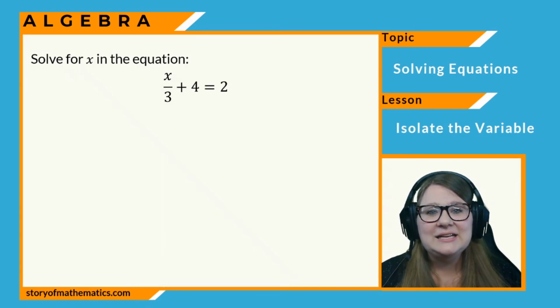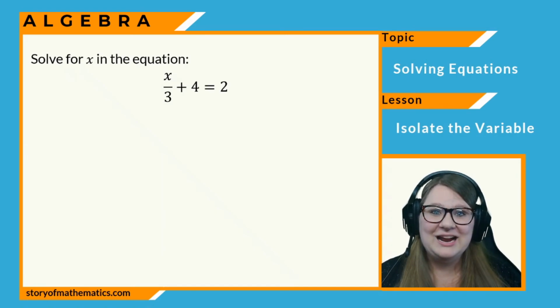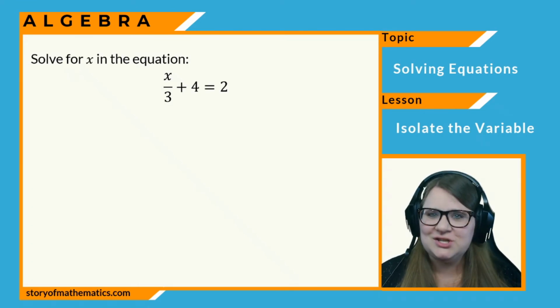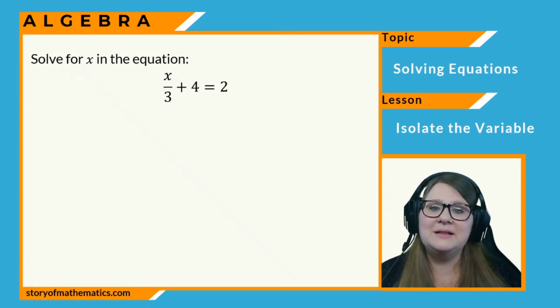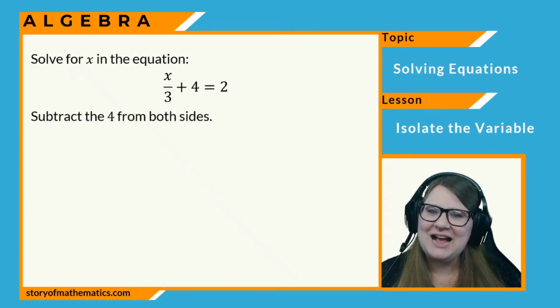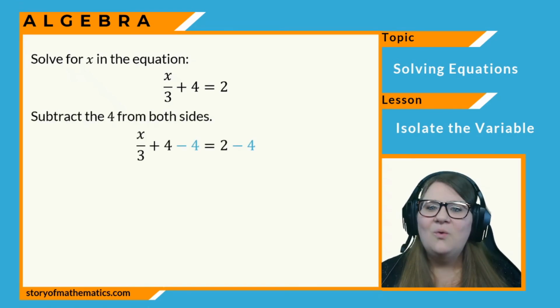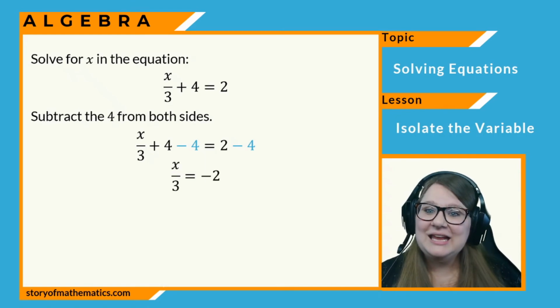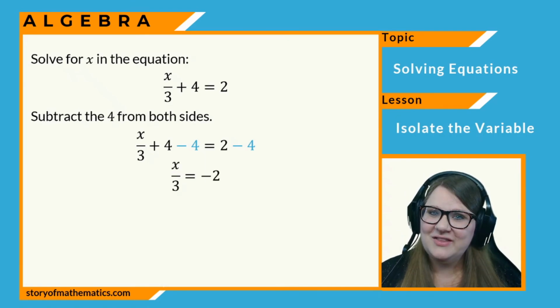In this case, I need to move the 3 and the 4. I start with the thing that's further away and less connected to my variable. So in order to isolate x, I'm going to start by moving the plus 4. The opposite of plus is minus, so I'm going to subtract 4 from both sides. When I do that, it simplifies down to x over 3 equals negative 2.